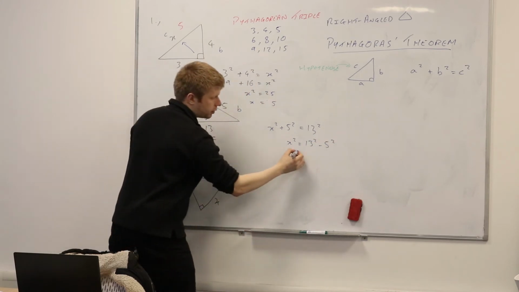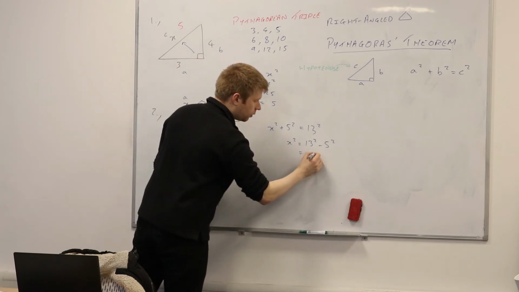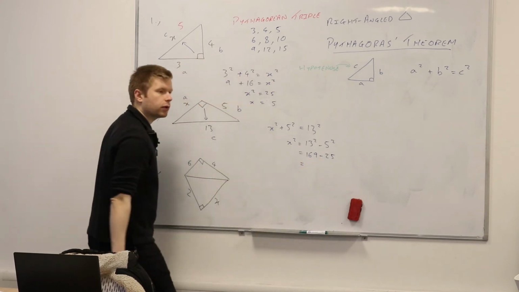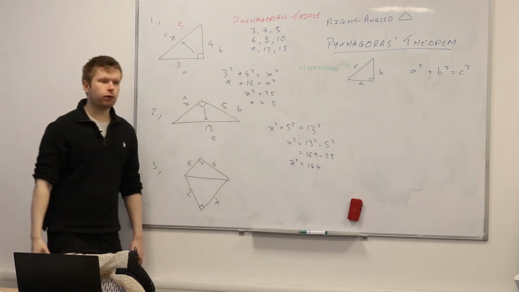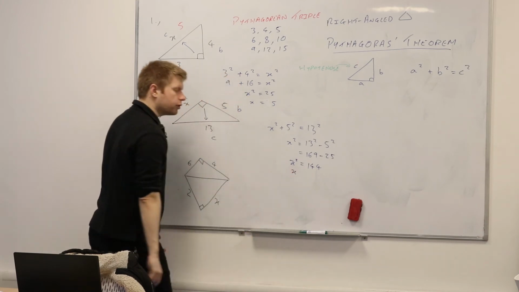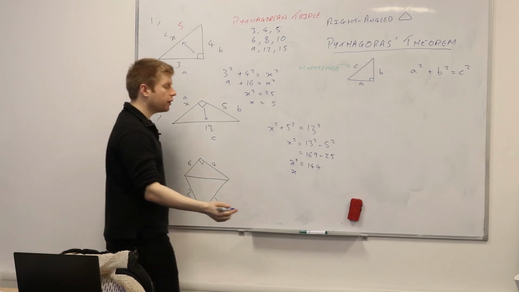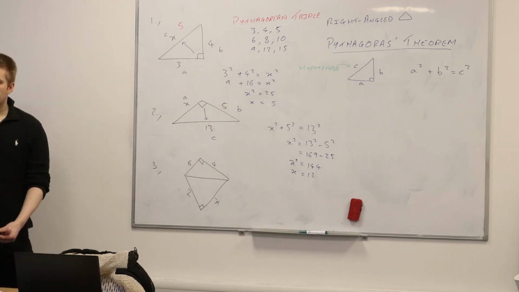So what's 13 squared? 169. What is 5 squared? 25. Okay, so what's 169 minus 25? 144. Good. So x squared equals 144. To get x, what would I have to do? Square root it. Strictly speaking, it should be positive or negative, but in this case, because it's a length, it's just positive. So what's x going to be equal to? 12. Good. Well done.